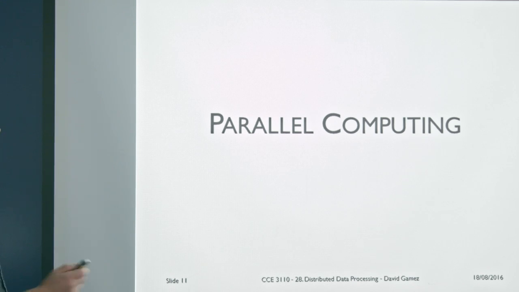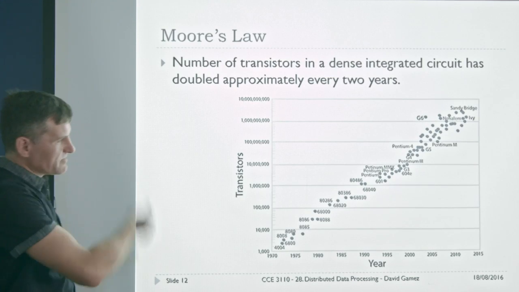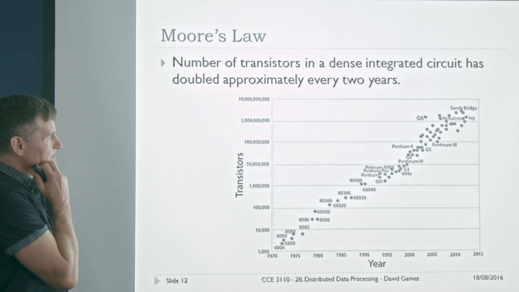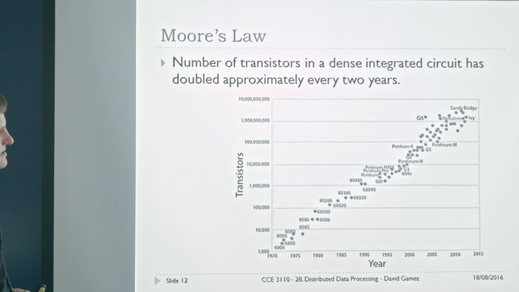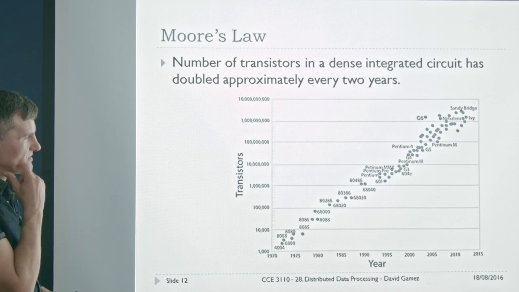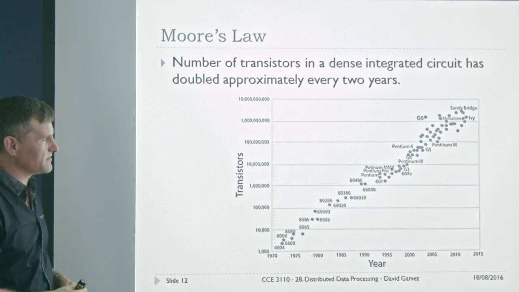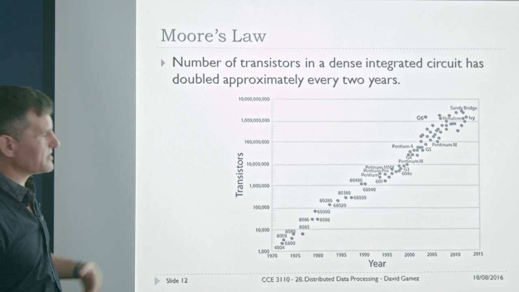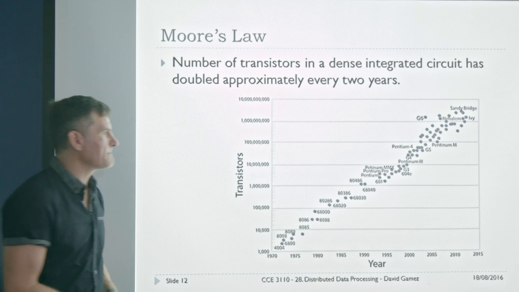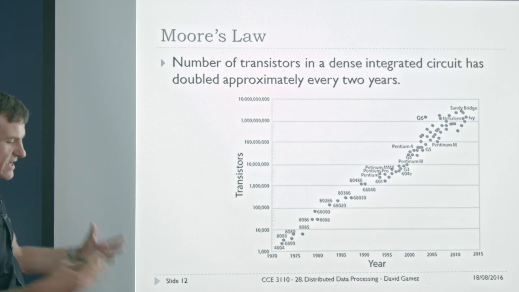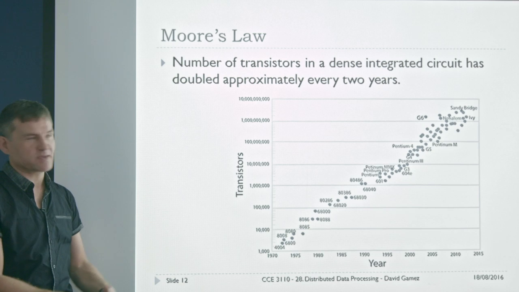parallel computing landscape. Some of you may come across Moore's law, this idea that the number of transistors in a dense integrated circuit doubles approximately every 2 years. So when I was at university, every year or 2 there'd be a new processor that ran twice as fast, because they managed to pack everything more densely into a single CPU.